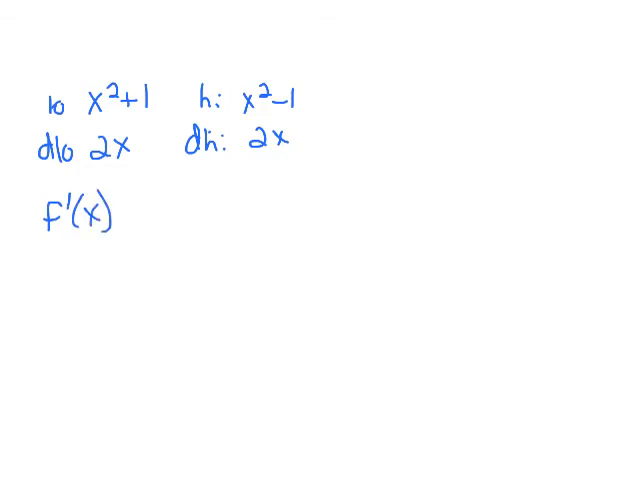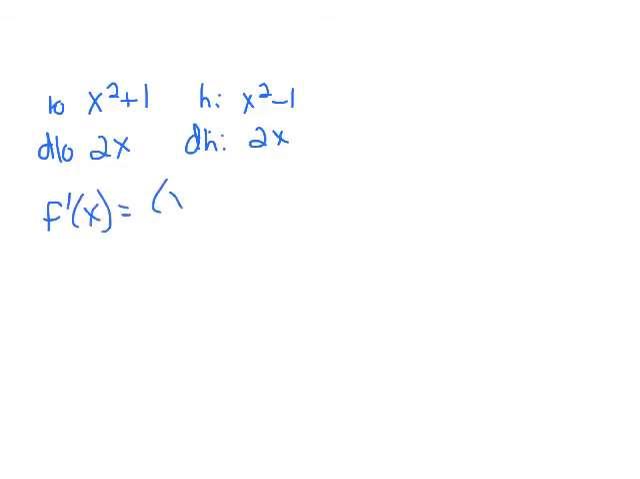So we're going to finish with an example using the quotient rule. I have a quotient. My top term is x squared minus 1. My bottom is x squared plus 1. So I have low, which is the denominator, that's going to be x squared plus 1. And high is my numerator, that's going to be x squared minus 1. The derivative of the low, d low, is 2x, and the derivative of the high, d high, is also 2x.